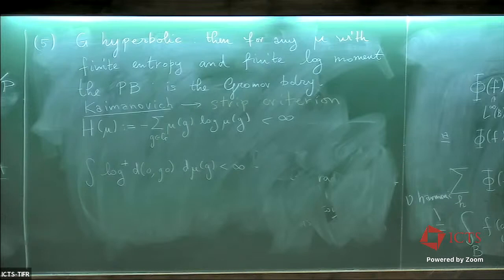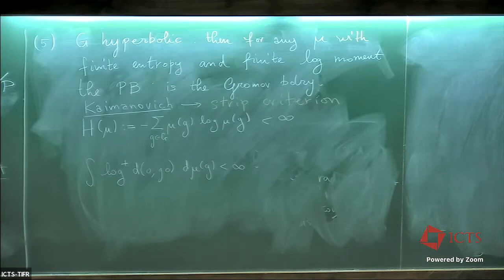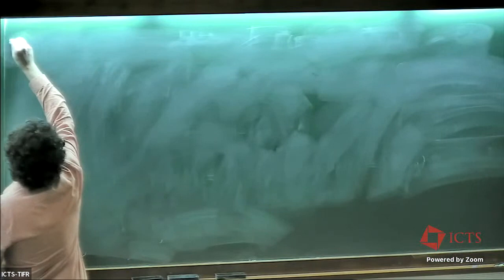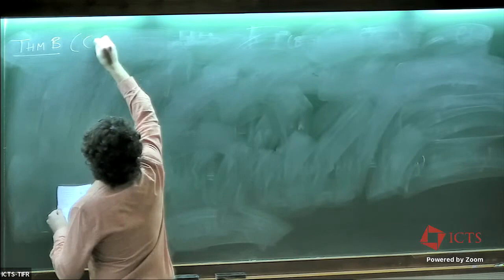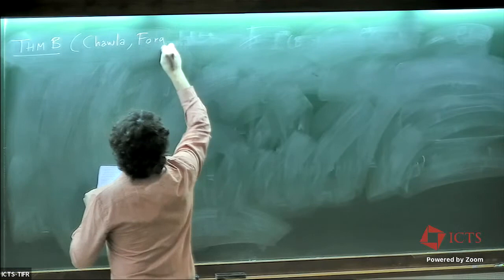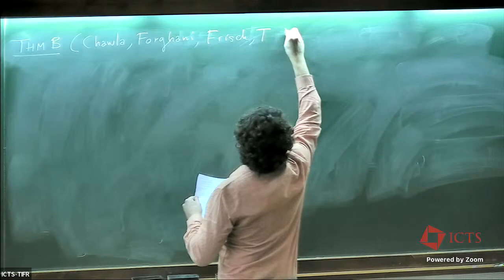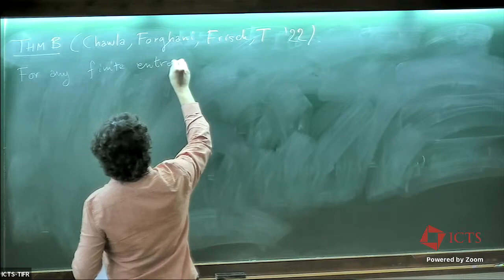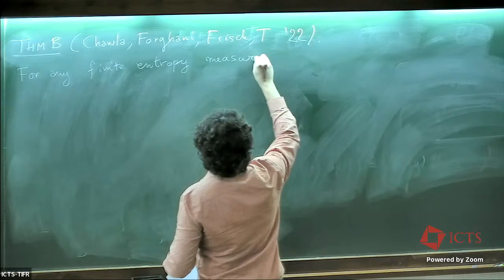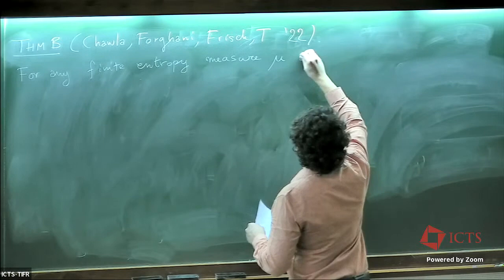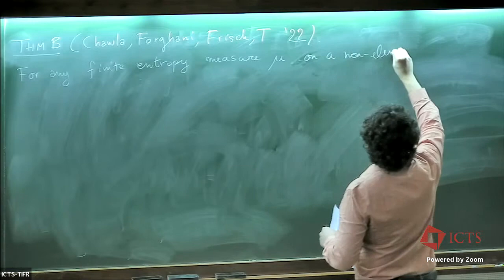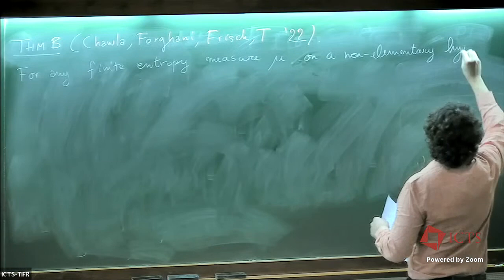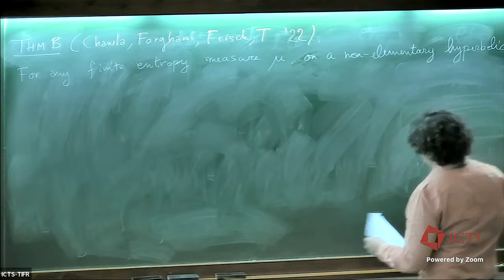So let me first state it for hyperbolic groups, which is definitely already new there. So Theorem B, this is given last year by Ouyang, Forghani, Kaimanovich and myself. The following: that for any finite entropy measure mu on a non-elementary hyperbolic group G, so not virtually Z, right?